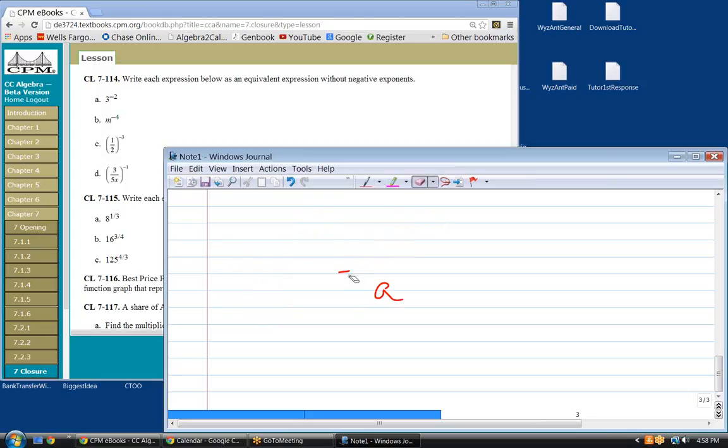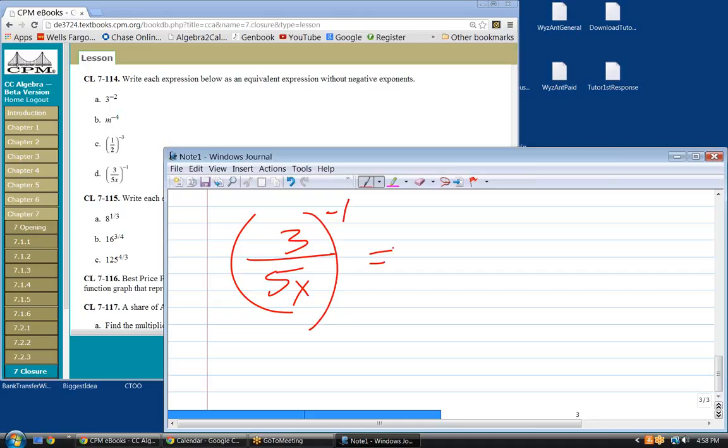So D has 3 over 5x, all of it in parentheses, to the minus 1. What's that going to equal? 5x over 3. Simple as that. Well, that's actually the simplest one of the 4.